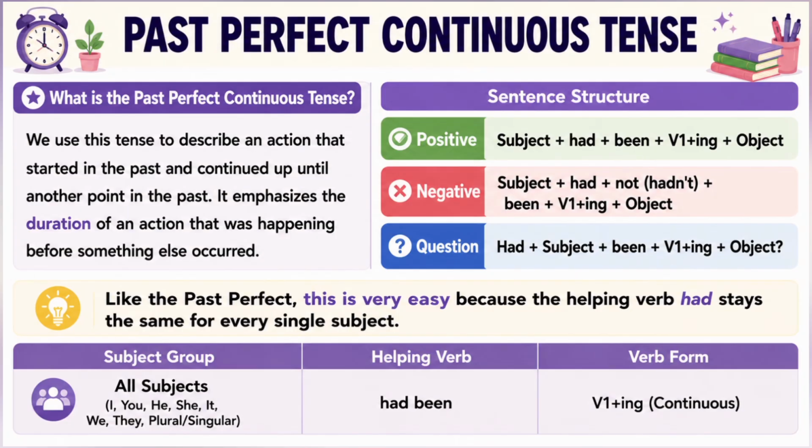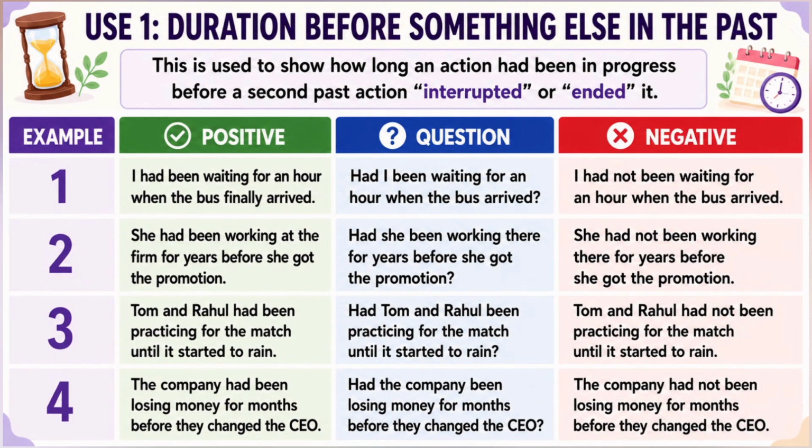Just like the past perfect tense, this tense is also very easy because the helping verb had been stays the same for every single subject. Now let's see where we use the past perfect continuous tense. The first use is duration before something else in the past. We use this tense to show how long an action had been in progress before a second past action interrupted or ended it. Example 1. Positive. I had been waiting for an hour when the bus finally arrived. Question.